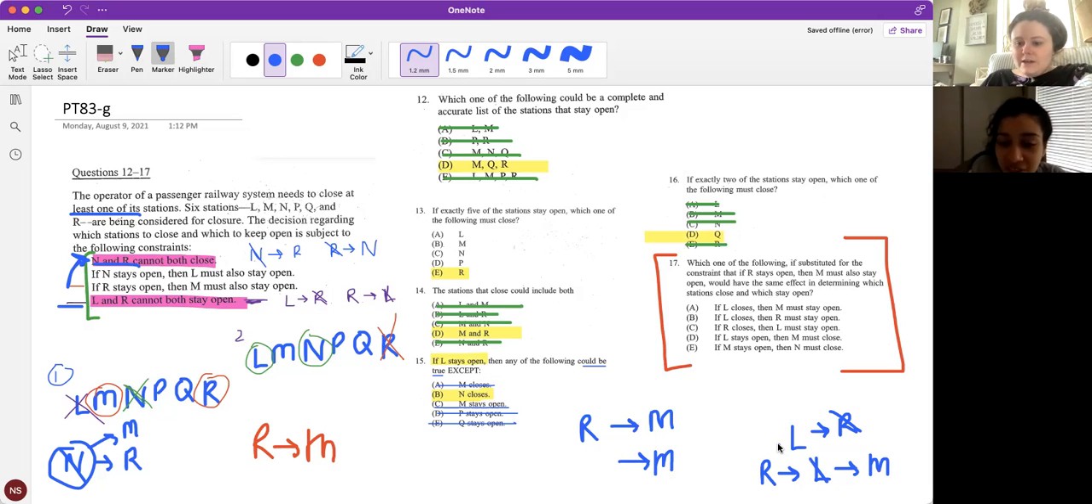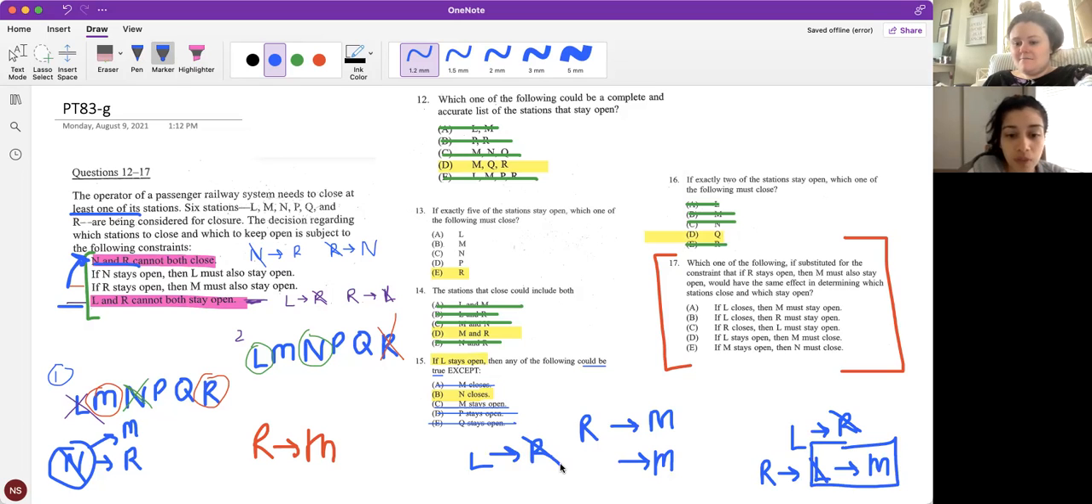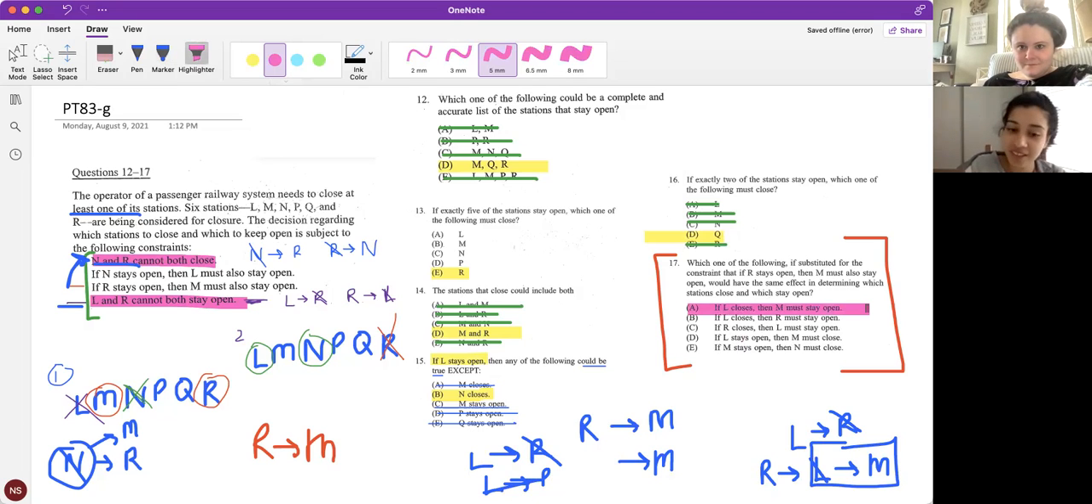Essentially, the rule we came up with is if L is closed, then M has to be open. Yes. Because if L is open, then R is off, and it doesn't matter what M does then. But if L is on, then R is off. So it doesn't matter. Oh wait, I just said that. Okay, cool. That makes it A. Sweet. If L closes. So yeah. Okay.